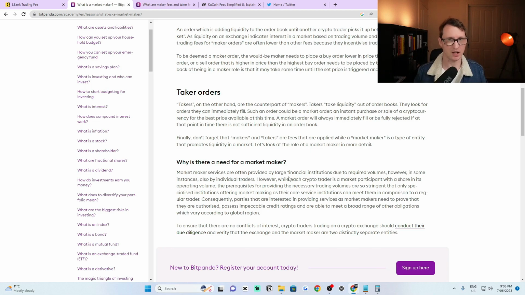Takers, on the other hand, are counterparts of makers. Takers are taking liquidity out of the order books, with orders they can immediately fill. So they're immediately making orders and getting them filled straight away. That is what a taker is. So you're instantly taking a market order, instantly purchasing at market. So you're going to get a taker fee with that.